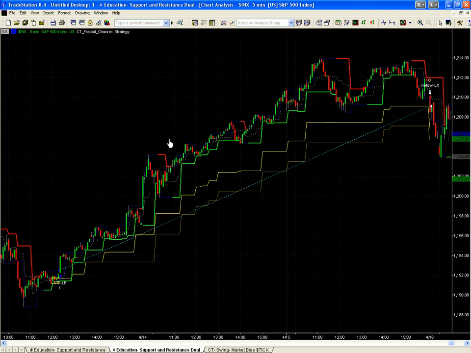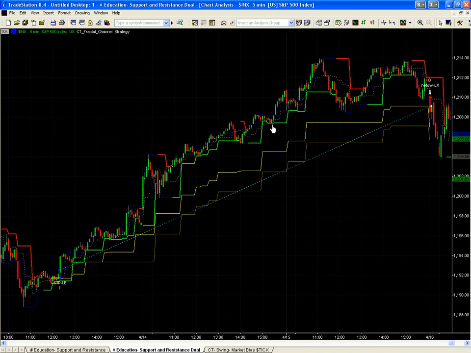Now, the thing that's interesting about this fractal channel is when you're in an uptrend, there really is no resistance on the top side, because that's the definition of a trend. You expect higher highs like this, that's exactly what it's doing, higher highs and higher lows. So the only thing that really applies is the support, and we color that support green and stair step it up as it develops.